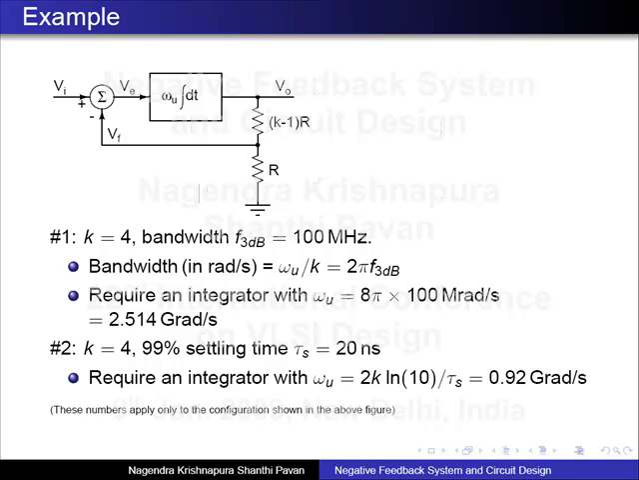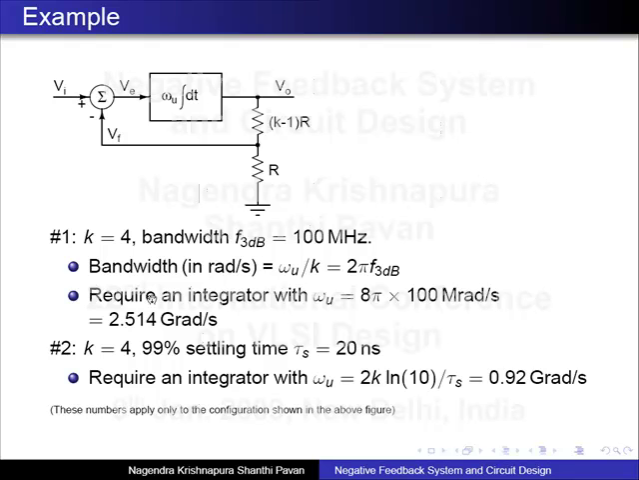Now, this is just an example of how this omega u comes about, because you are usually given the specs. So, for instance, I won't work through it in detail, but let's say you are asked to make an amplifier of gain 4 with a bandwidth f3 dB of 100 megahertz, which means in radians per second, it is 2 pi times 100 mega radians per second.